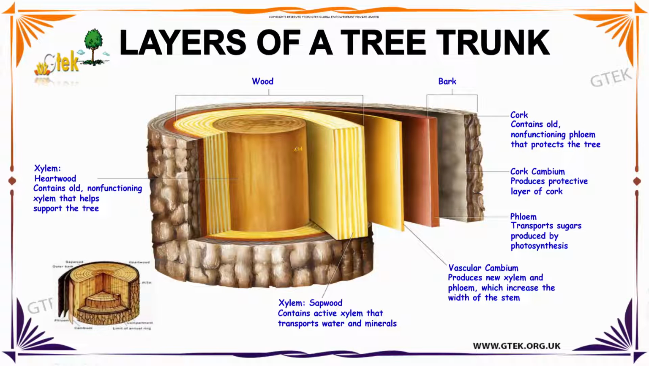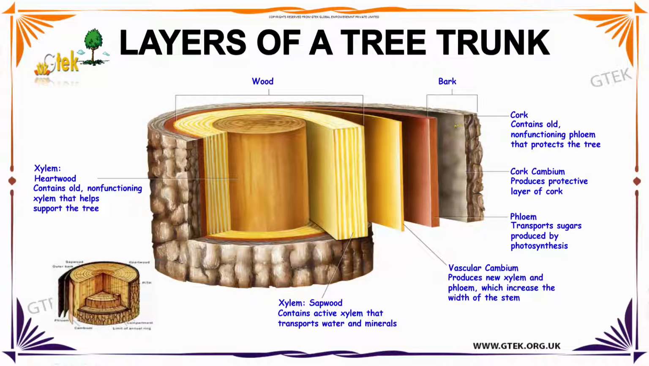Let us talk about layers of a tree trunk. Here you can see the trunk of the tree. The upper portion is called wood. This last portion is called bark. The outer portion is called cork. It contains old non-functioning phloem that protects the tree.